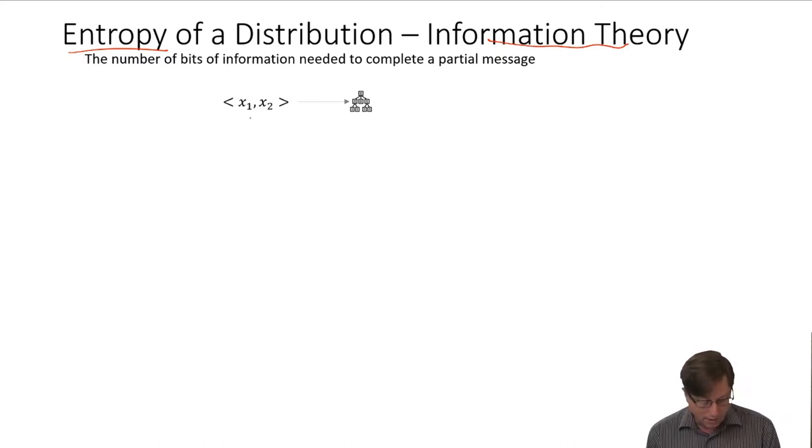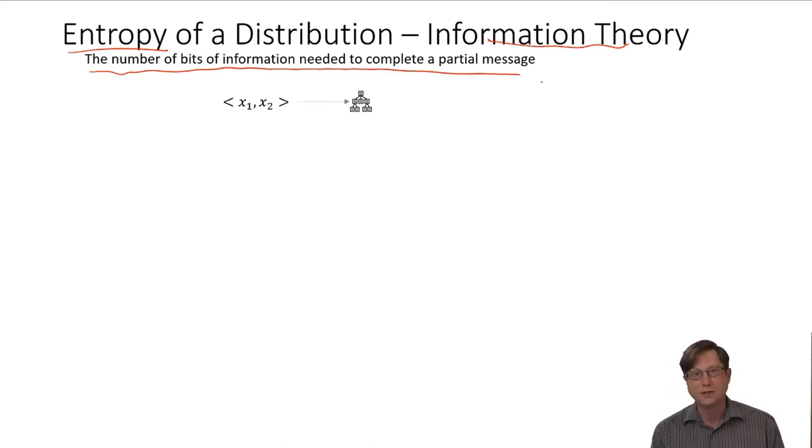So in information theory, the entropy is the number of bits of information needed to complete a partial message. So if I send you a message and that message is incomplete, but then I send you a little bit of additional information out of band, how much do I need to send through that second packet so that you can complete the message that's contained in the first packet? Okay, so what does that mean?